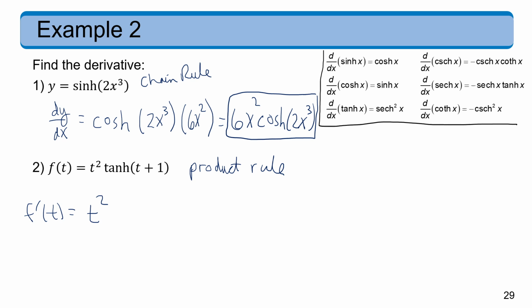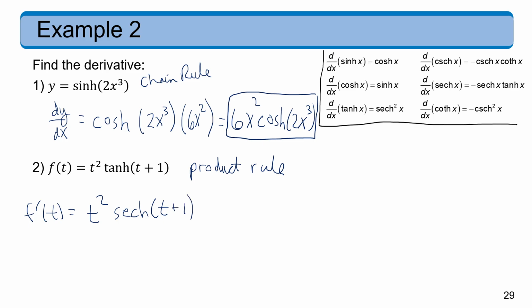So this is another chain rule problem because it's not a plain t inside the hyperbolic tangent. So the inside part is t plus 1, the outside part is hyperbolic tangent. So we start with the derivative of the outer function, the hyperbolic tangent, and you can see from the formulas over in the top right of the screen, the derivative of hyperbolic tangent is hyperbolic secant squared, and then it's still evaluated at the same inside part.